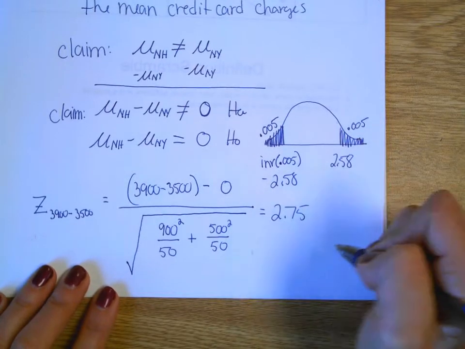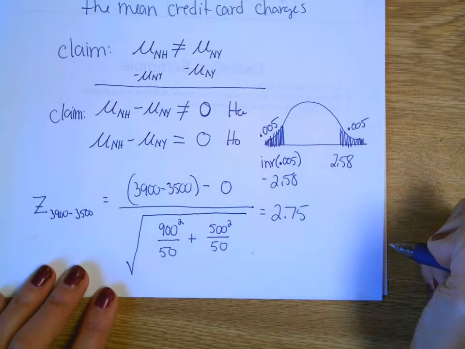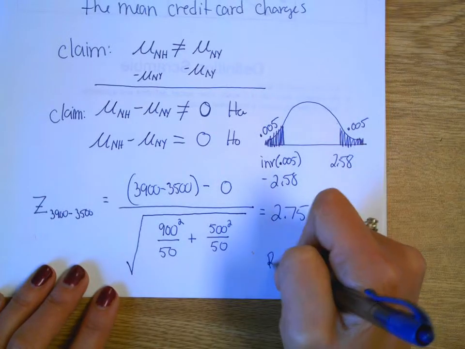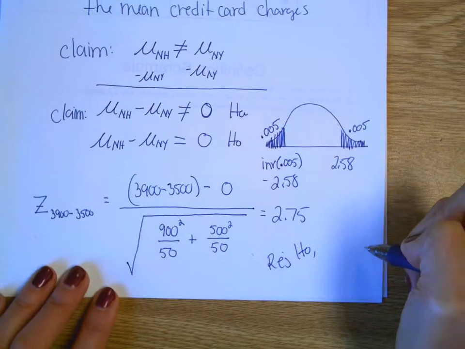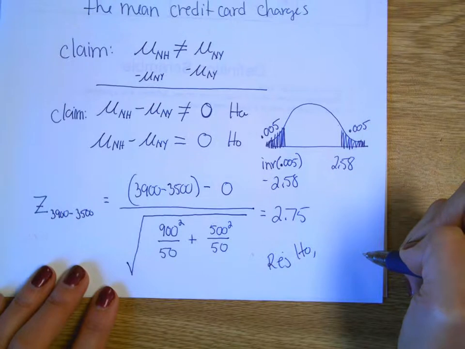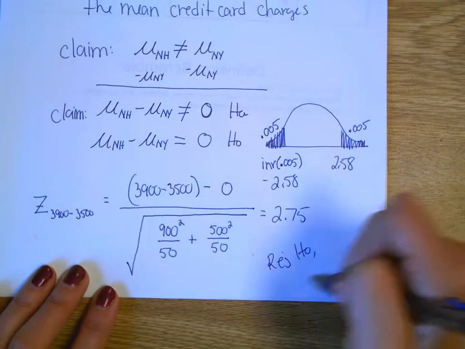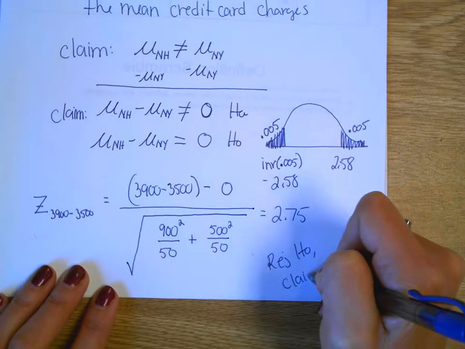Okay. So what are we doing with our Ho? We're going to reject the Ho. Now that our poster's gone, what are we saying about the claim? It's true.